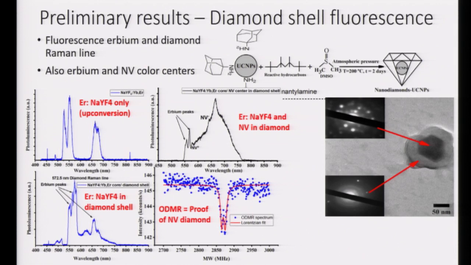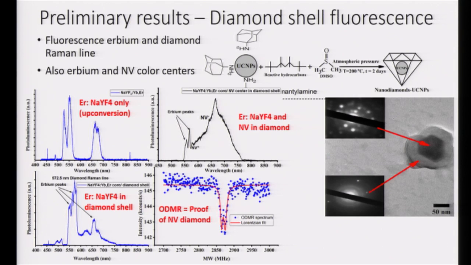If we look with the green excitation, we see the erbium peaks, and we see the diamond Raman line at the same time. After we do irradiation and annealing, we see nitrogen vacancy and the erbium peaks at the same time. We see the ODMR to know that we have nitrogen vacancy. What we don't see is, when we do the upconversion, we don't see the NV.